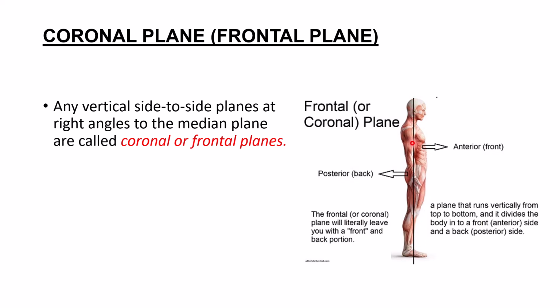See here, this is coronal plane. It is also a vertical plane and it is at a right angle to the median plane. The median plane was dividing the body into right and left half of the body, but this coronal plane is dividing the body into anterior half and the posterior half of the body. This is the anterior or the front of the body, and this is the posterior or the back of the body. This coronal plane is also named as frontal plane.